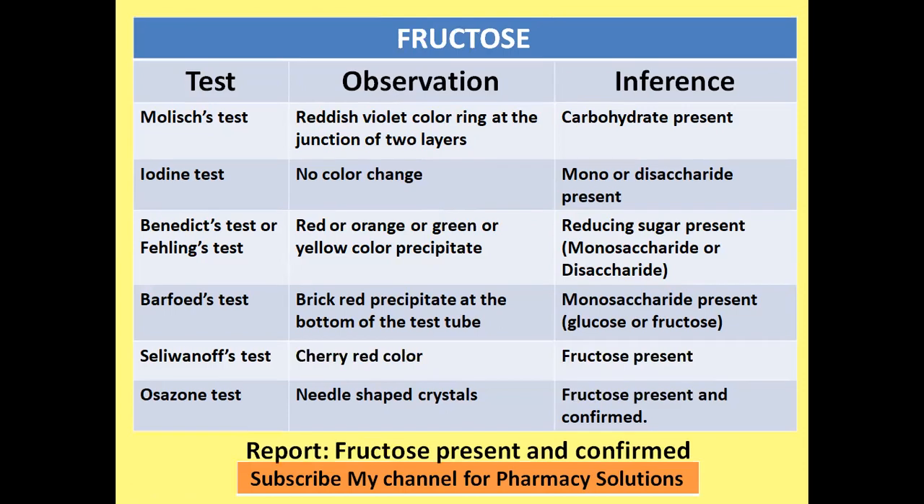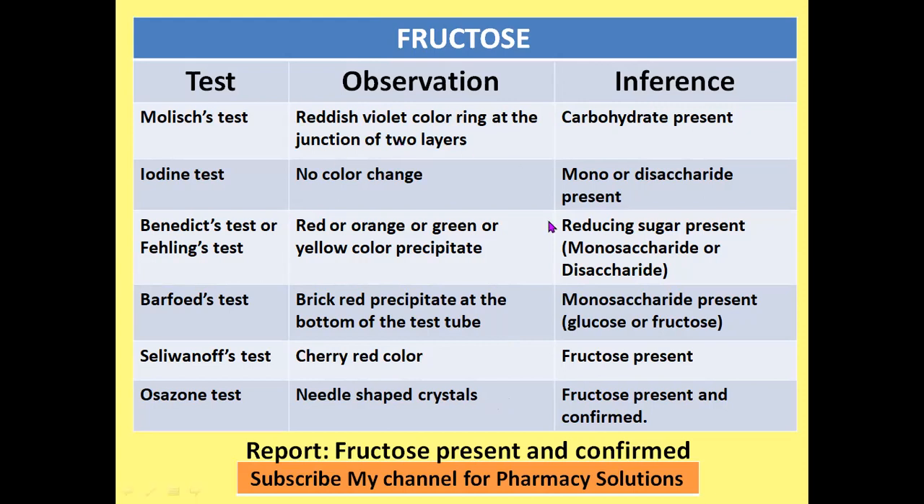In case of fructose, the tests remain the same as for glucose. The only change is that in glucose there was no cherry red color, but here in Seliwanoff's test, cherry red color is there, so it will be fructose. In the osazone test, needle shaped crystals are also seen, but you write it as fructose present and confirmed in this case. So that is the second monosaccharide sample.